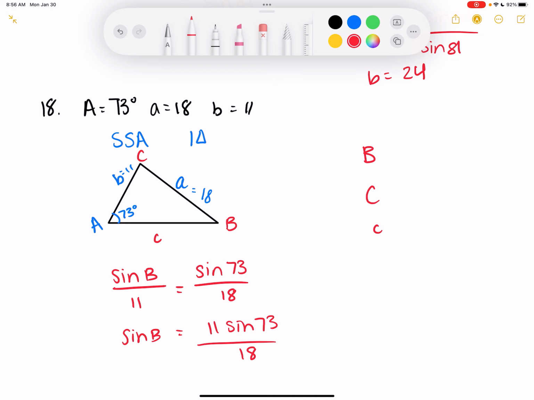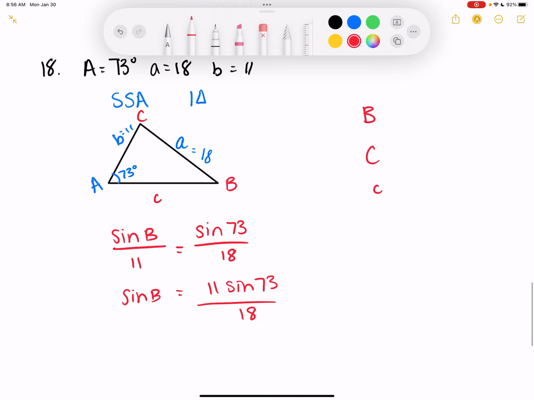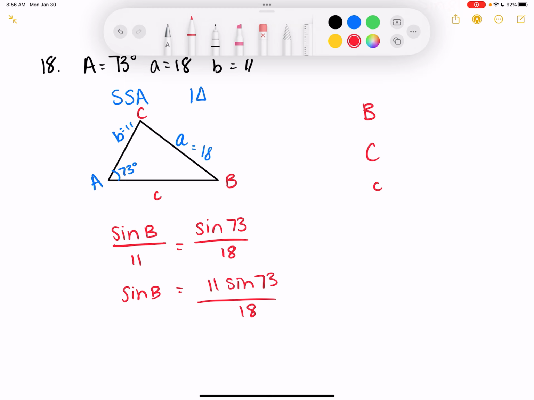Now, I've got to get B by itself because I'm trying to solve for it. So going back to 13.4, to undo it, I'm taking the inverse. So B is going to be equal to the inverse or arc sine of 11 sine of 73 over 18. You can actually type this in just as this is. You can do the arc sine button, and then in there you can do 11 sine of 73 and then divided by 18, but you need to close the parentheses on sine if you're going to do it all as one. Or you can find 11 sine of 73 divided by 18 and then do the arc sine of the second answer, and then it'll type that in as well.